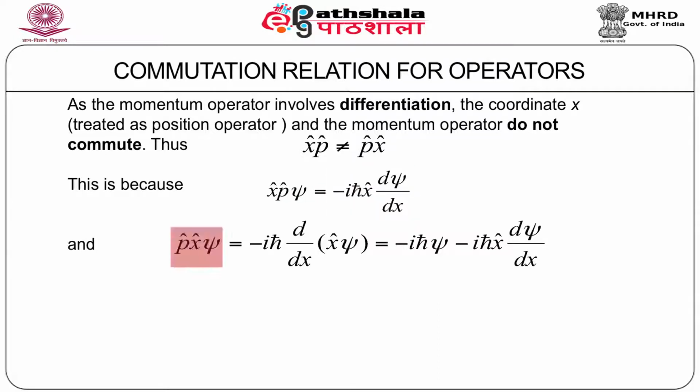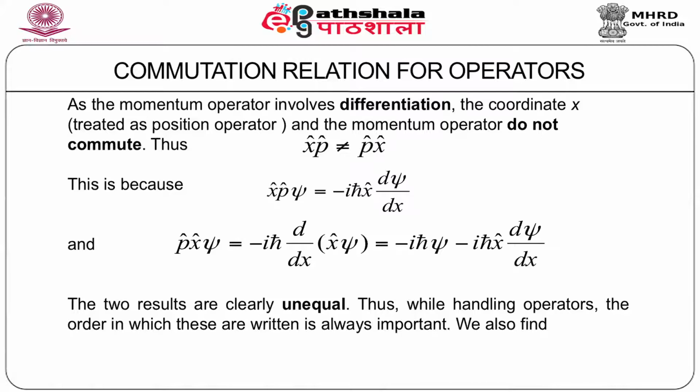And if you write px psi instead of xp psi, then you are differentiating not only psi, but you are differentiating x psi. So the result is minus i h bar psi minus i h bar x d psi/dx. So xp psi is clearly not equal to px psi, which means that xp is not equal to px. The two results are clearly unequal. Thus, while handling operators, the order in which these are written is always important. We also find from the foregoing considerations that xp minus px is equal to i h bar.